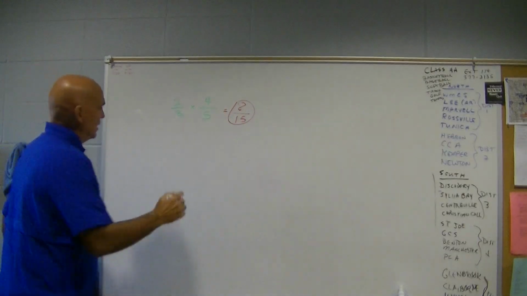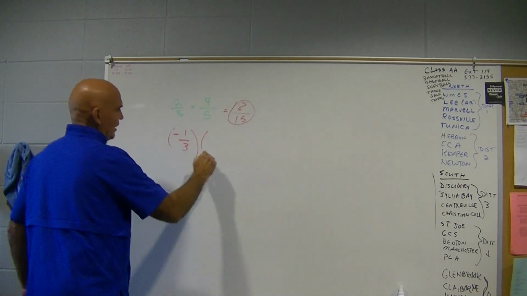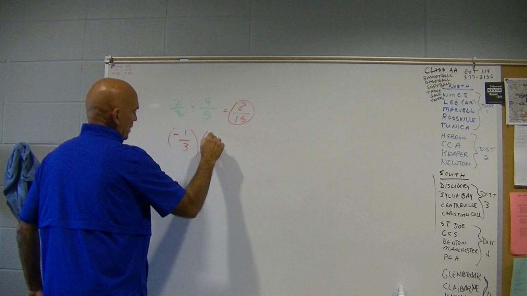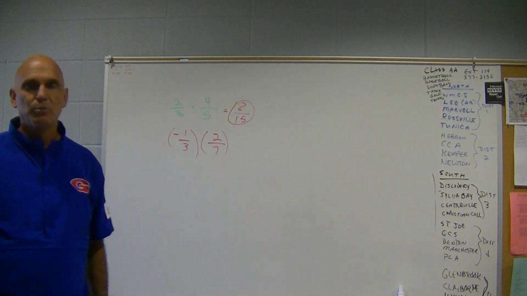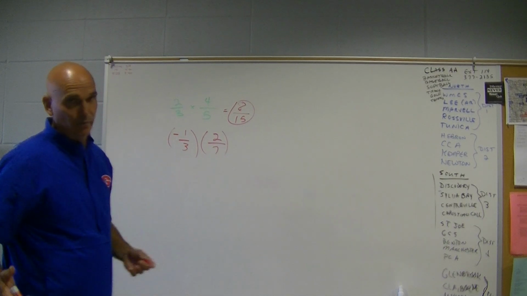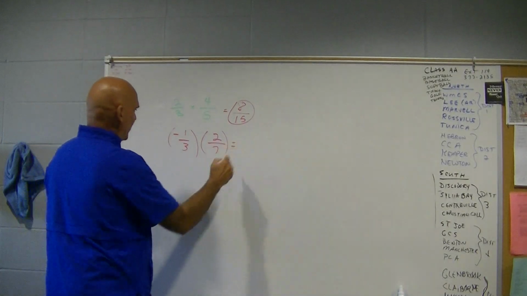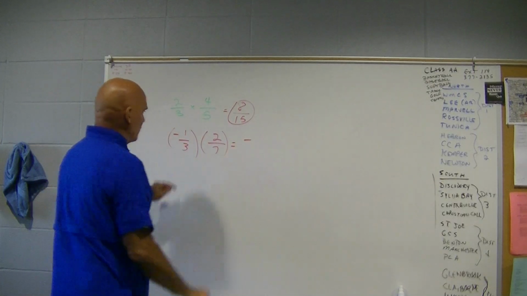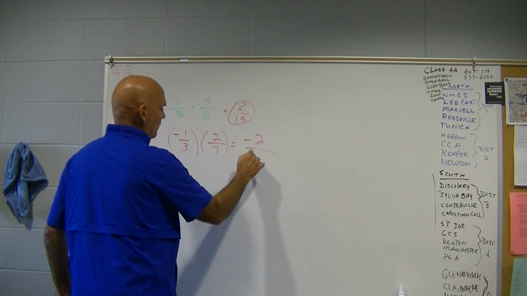Want another easy one? All right, let me give you another easy one. How about negative 1/3 times 2/7? Okay? Negative 1/3 times 2/7. All right, so you can't forget, when you multiply unlike signs, you get a what? Negative is correct. So negative times positive is negative. Okay, multiply straight across. 1 times 2 is 2, and 3 times 7 is 21.